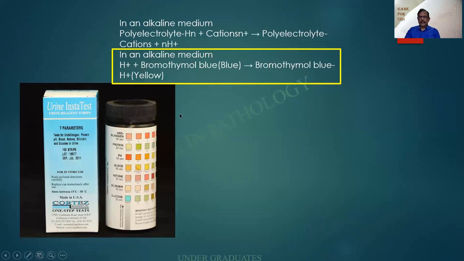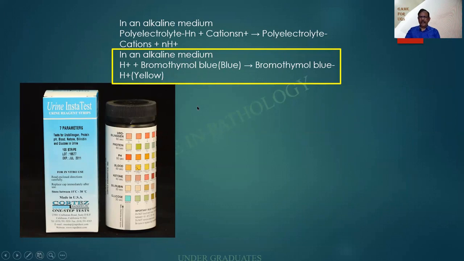So this is a slide about the dipsticks. There is a stick with a range of these indicators, and it is completely immersed in the urine sample and a corresponding reading taken. In an alkaline medium, bromothymol blue is converted from a blue color to bromothymol blue minus H plus, which is yellow in color. So this is the basic principle of the dipstick.